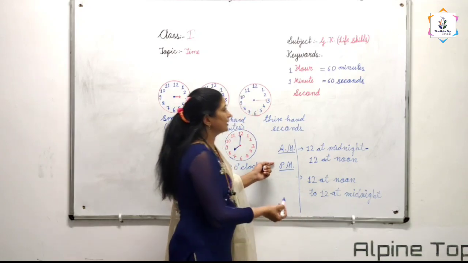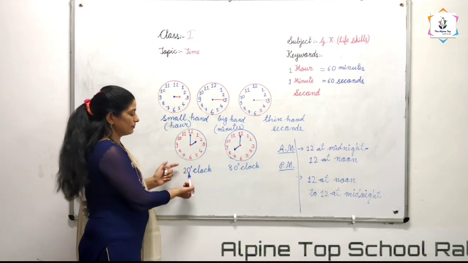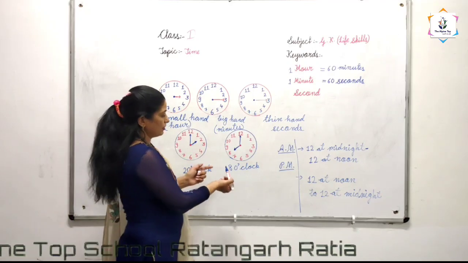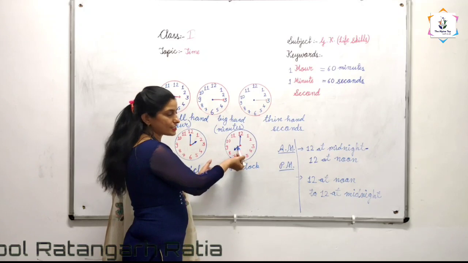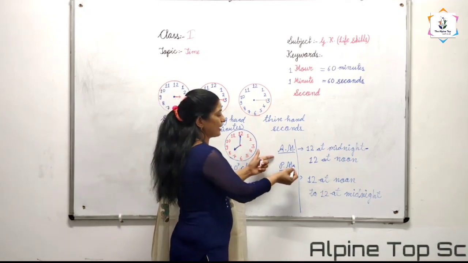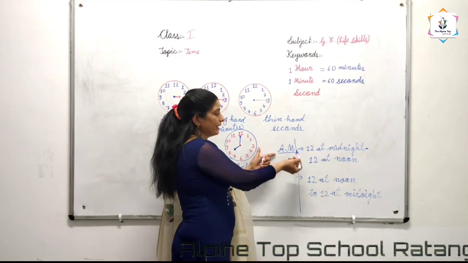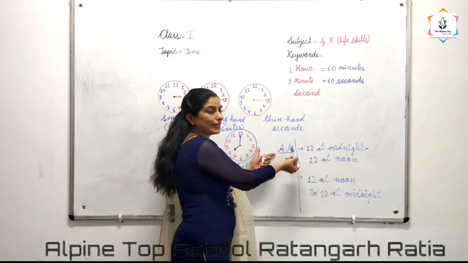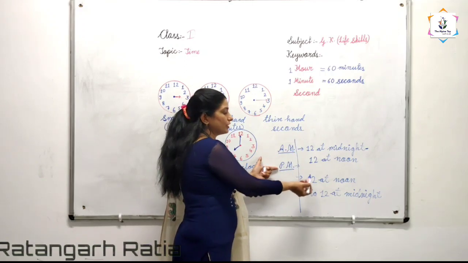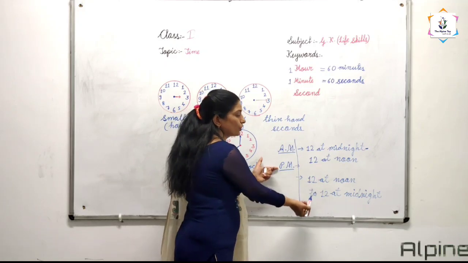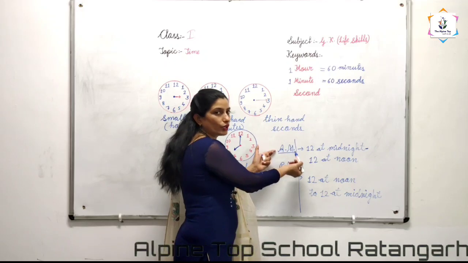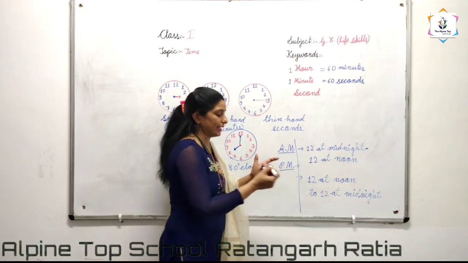So you have to learn how to read the time. We have to check the small hand, and also check the big hand when it is at 12. AM is used from after midnight through the morning, and PM is used from afternoon to 12 at midnight. In the evening we use PM, and in the morning we make use of AM.